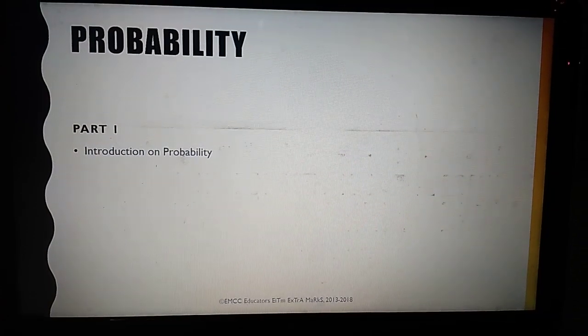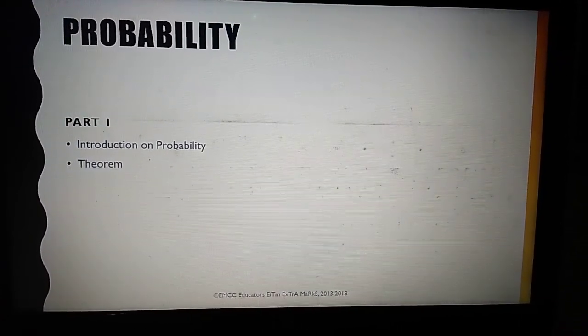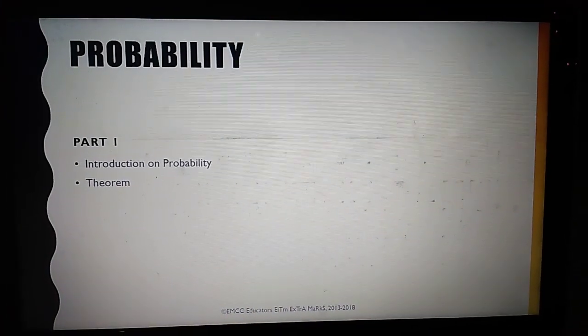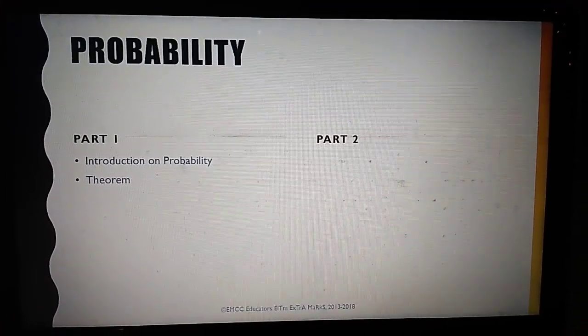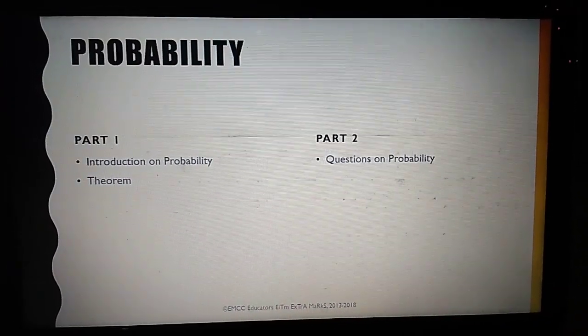In part 1, we will be covering the introduction to probability and its theorem. In part 2, I will be covering questions on probability.